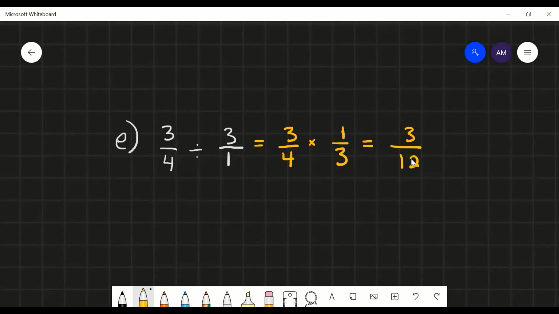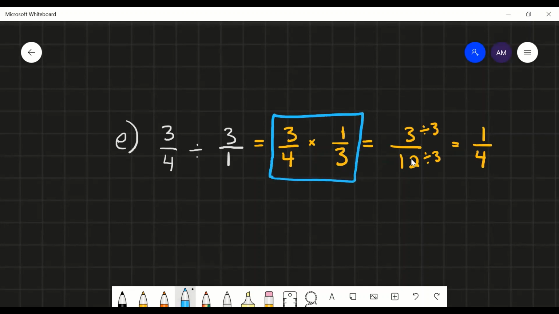But then you have to reduce these, which they both divide by 3. So 3 divided by 3 is 1. 12 divided by 3 is 4. But I noticed something at this stage. There was a 3 on the top and a 3 on the bottom, and everything was a multiplication. I hinted at this in the last video. If there's a 3 up here and a 3 down there, you could just cancel the 3's. And what's left? There would be a 1 left on the top and a 4 left on the bottom.